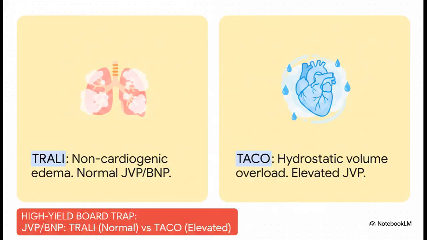Don't wait. Now, you've got a critical 6-hour window, and the differentiator usually comes down to TRALI versus TACO. TRALI, or transfusion-related acute lung injury, is non-cardiogenic pulmonary edema. What's happening is donor anti-HLA antibodies are aggressively attacking the recipient's neutrophils. This causes bilateral infiltrates and fever, but importantly, and this is key, a totally normal JVP and BNP. TACO, on the other hand, is hydrostatic volume overload. This presents with hypertension, JVD, and elevated BNP, and it responds beautifully to loop diuretics.